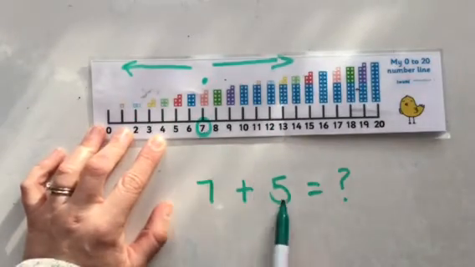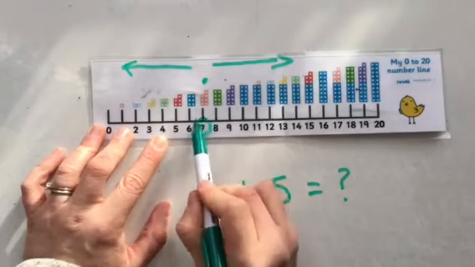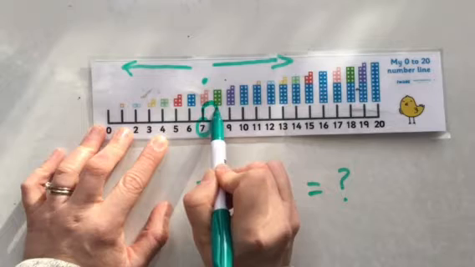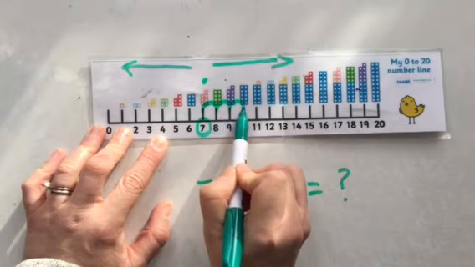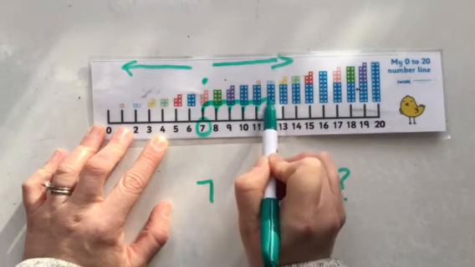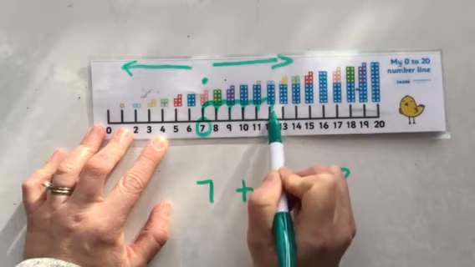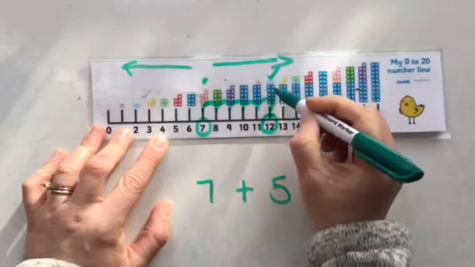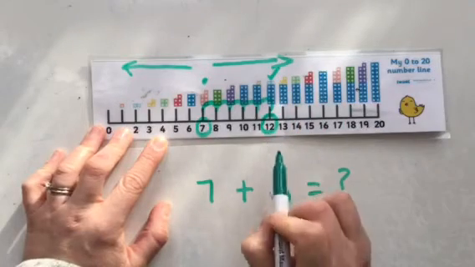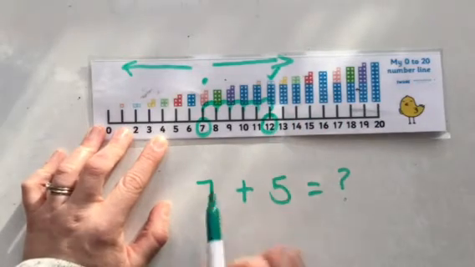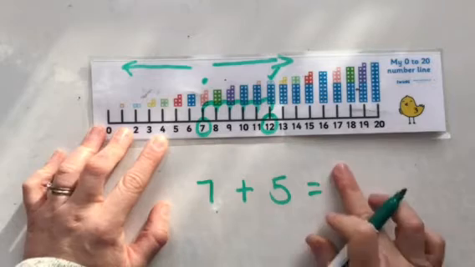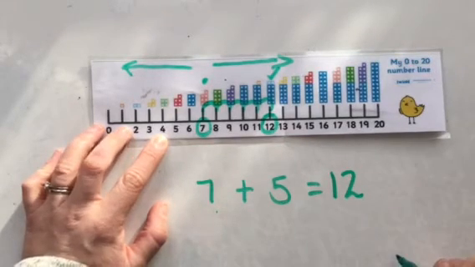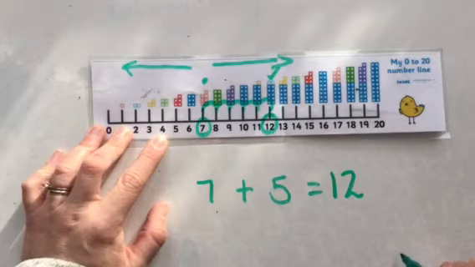We're counting on, we're adding on just now. So 7, add on 5. Let's show them counting 5 jumps on the number line. 1, 2, 3, 4, 5. The number you land on is the total, the answer. So a 10 plus a 2 more is 12. So 7 plus 5 is 12. That's the counting on strategy.